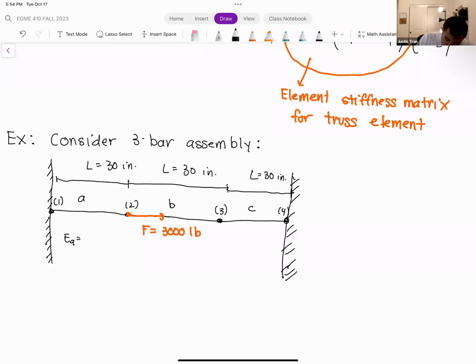All right, let's list out their Young's moduli. For element A, we have a Young's modulus of 30 times 10 to the 6 psi. We're going to assume that element B has the same Young's modulus, 30 times 10 to the 6 psi. But element C is made of a different material, and so its Young's modulus is going to be 15 times 10 to the 6 psi.